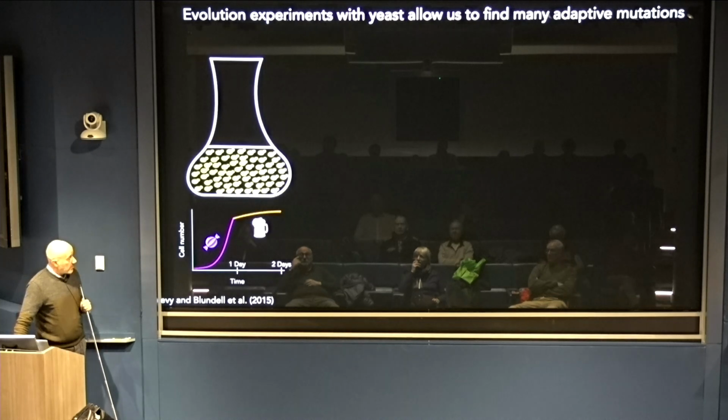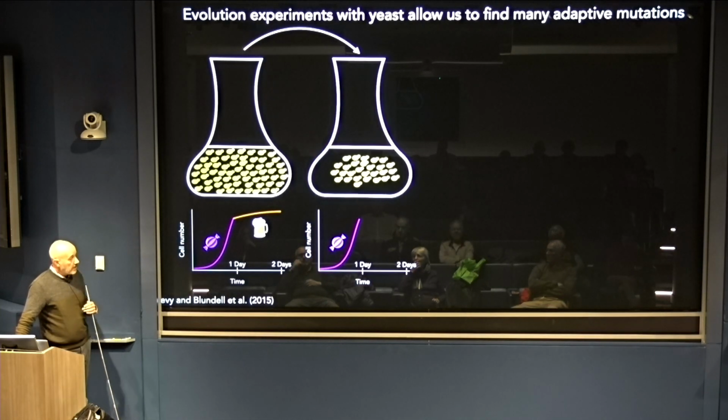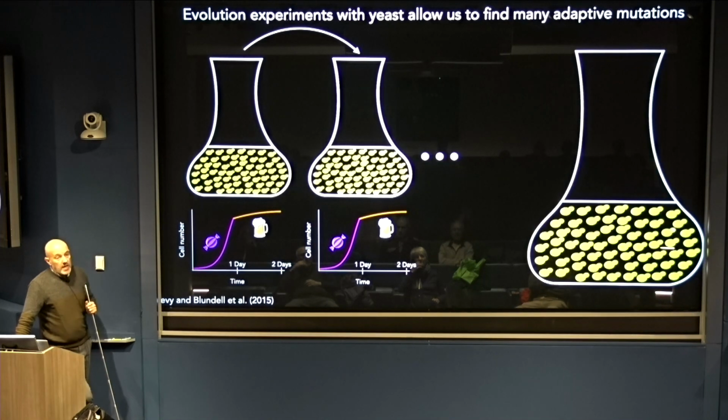And so this is how the experiment goes. We have a flask where the number of cells goes from 10 to the 8 to 10 to the 10 in 24 hours, in 48 hours. And we replenish the media, it goes again, and again, and again. And during that time, adaptive mutations can happen.